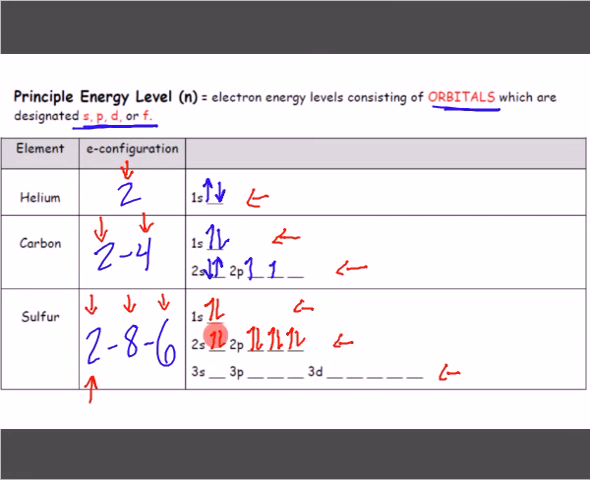So now, when I filled in my S first, then I went on to my P's, what do you think we're going to fill in? What's the order down here that we're going to fill in? S, fill those up first, then we're going to fill up the P's, then we'll go on to the D's if we have enough electrons. Do we have enough electrons to fill all that here? No.